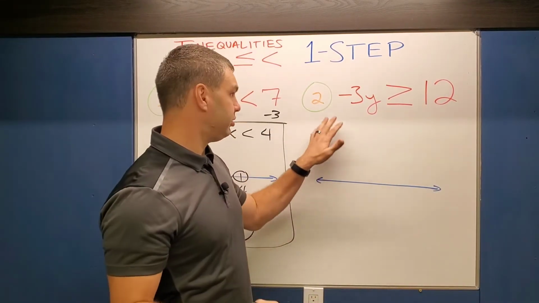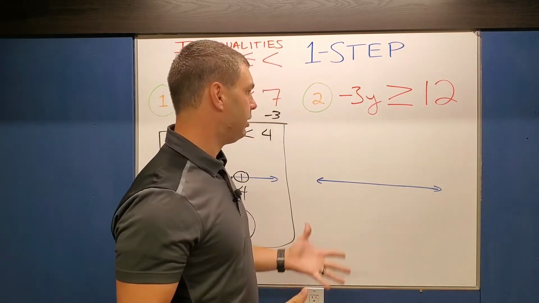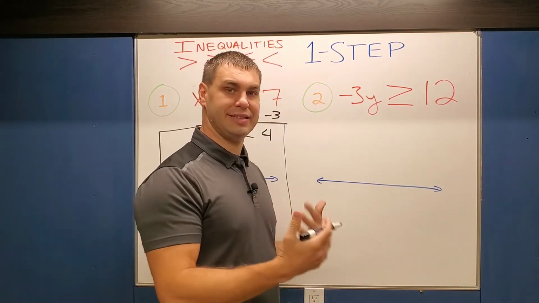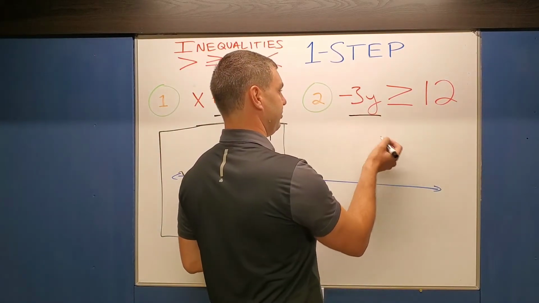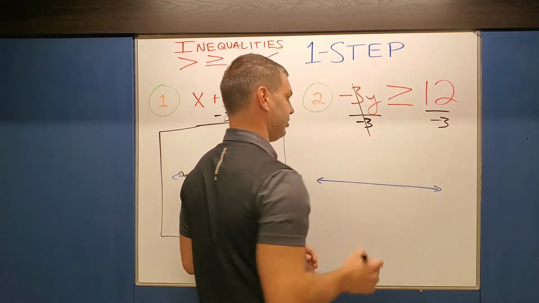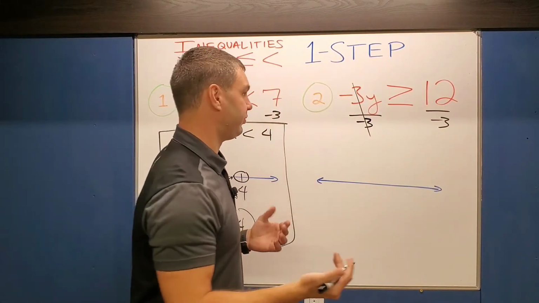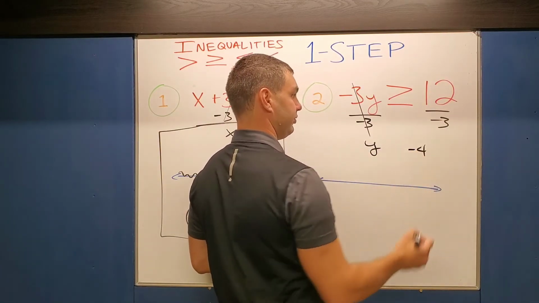All right, example 2 says negative 3y is greater than or equal to 12. Okay, and so for this one, this is one that's slightly different than solving an equation. All right, we're still going to move that 3 over, and by doing that, we have to divide by negative 3. Okay, so they're going to cancel on the left side. That's the same as before. And 12 divided by negative 3 is negative 4.